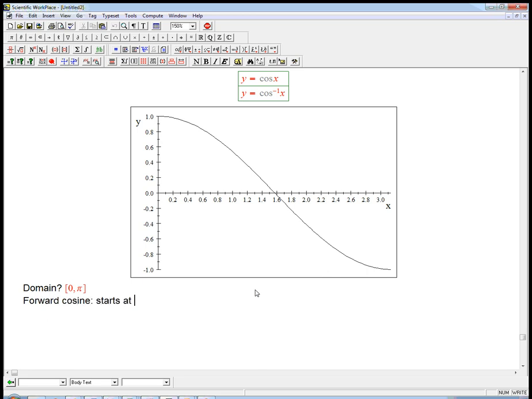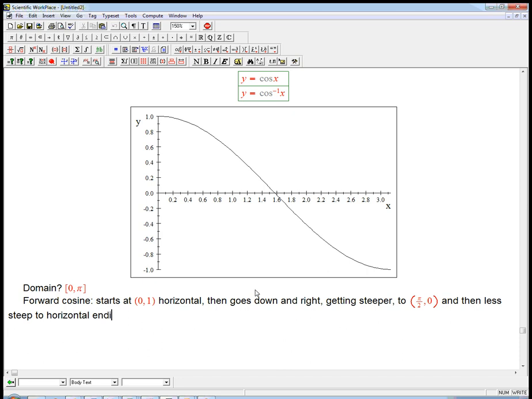It starts at, let's look at an explicit point, (0, 1), and it's horizontal. Then goes down and right, getting steeper, to another easy landmark point, (pi over 2, 0). And then less steep to horizontal, ending at (pi, minus 1). That's what the graph looks like.